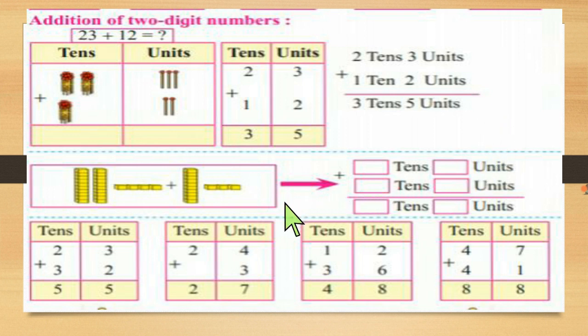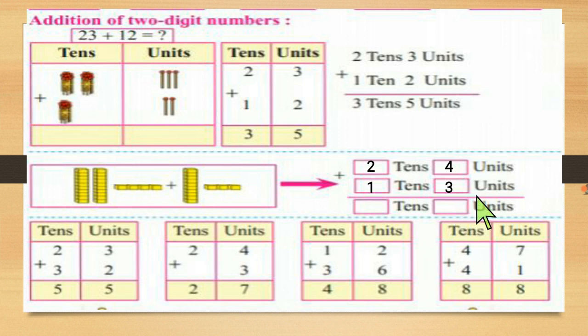Let us solve this example now. Here you can see 2 tens. Then how many units are here? 4. Plus 1 ten and how many units? 3. Let us add them. First we solve the unit side. Remember every time, first we should solve the unit side, then the tens side.